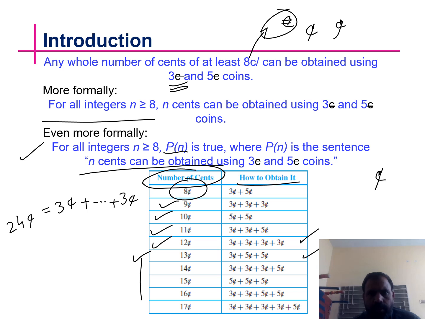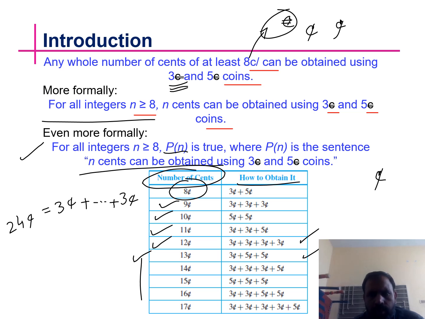Any whole number of cents of at least 8 cents can be obtained using 3 cent and 5 cent coins. More formally, for all integers n greater or equal to 8, n cents can be obtained using 3 cent and 5 cent coins. More formally, we say for all integers n greater or equal to 8, P of n is true, where P of n is the sentence saying that n cents can be obtained using 3 cent coins and 5 cent coins.